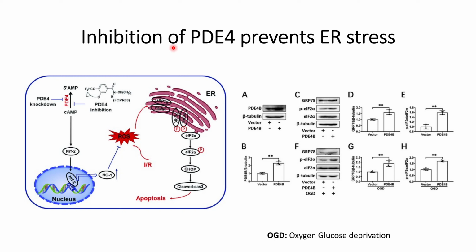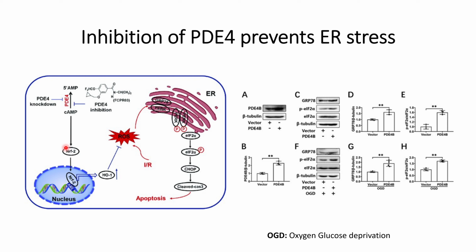In this video, we will discuss the relationship between PDE4 and ER stress. More precisely, we will discuss how inhibition of PDE4 prevents the ER stress that occurs due to oxygen glucose deprivation. What happens because of this condition? There is a triggering of ROS, or reactive oxygen species, that will trigger the ER stress.